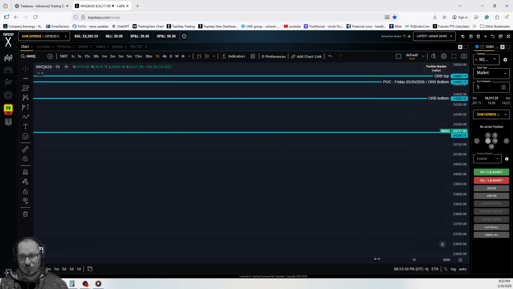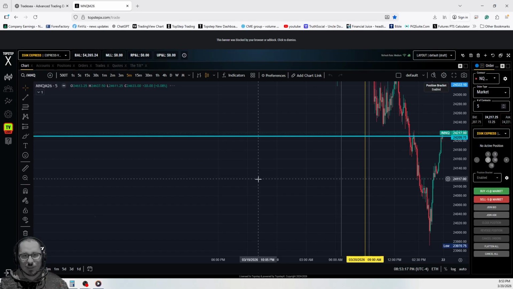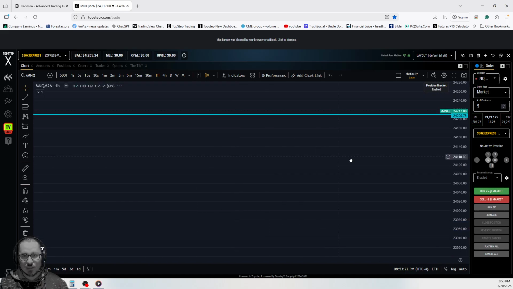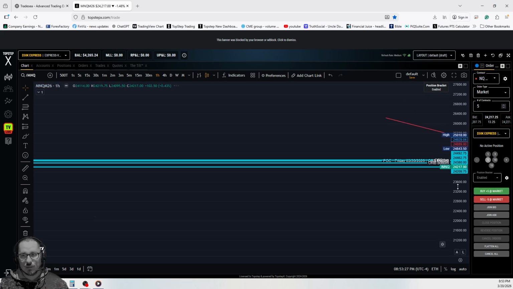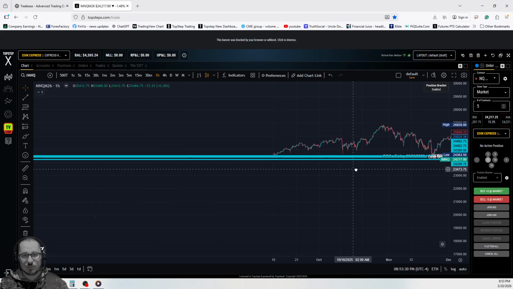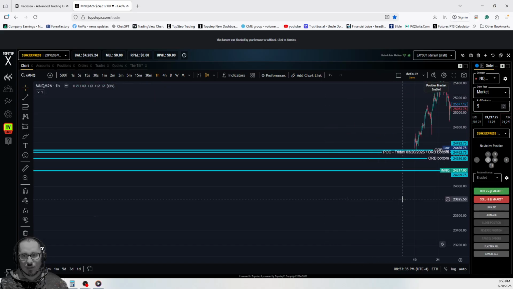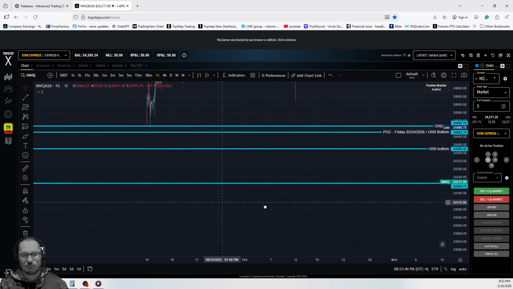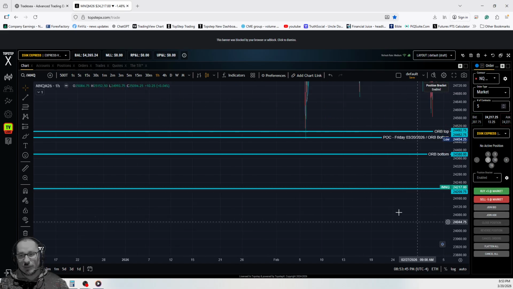Am I frozen? Is that TopStep, isn't it a maintenance thing? Oh, okay, I see. For some reason, my charts are not loading how I want them to load. TopStep is under maintenance.